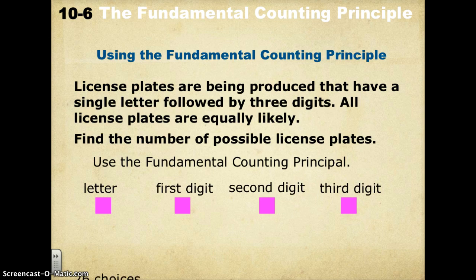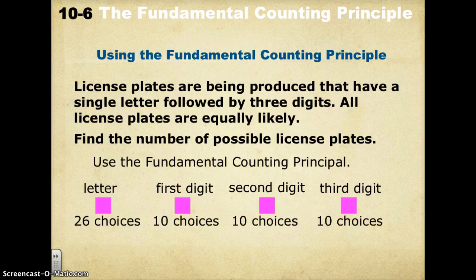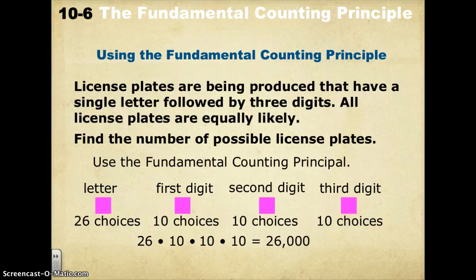So for the letter, we have 26 choices. For the first digit, we have 10 choices. Same for the second, same for the third. To get our total number of possibilities, we multiply them all together, and there are 26,000 possible license plates for this combination.